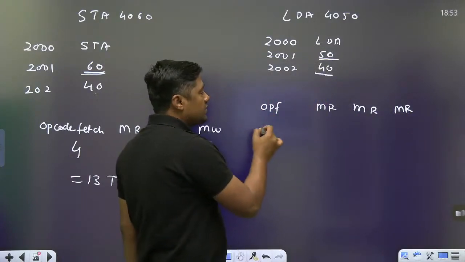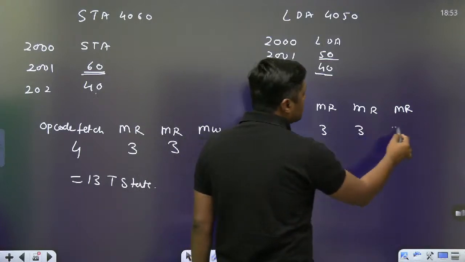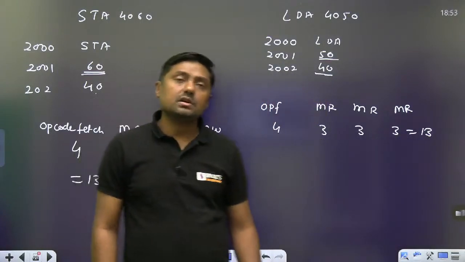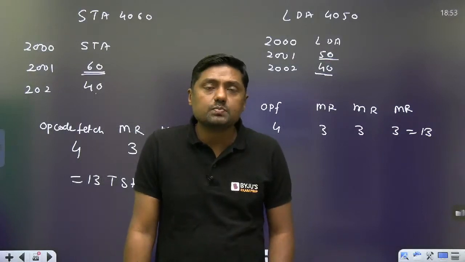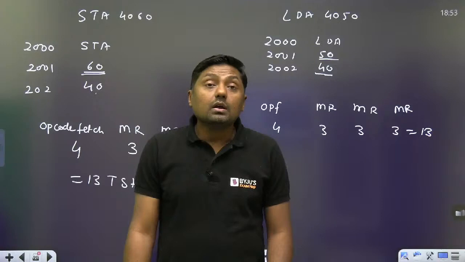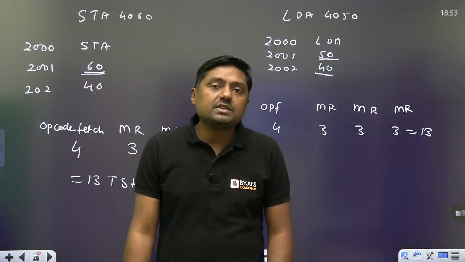Memory read, and opcode fetch. 4 plus 3 plus 3 plus 3, total again 13 T states. 13 T states are required for this particular instruction. Right? So that will be the question. How many T states are required?